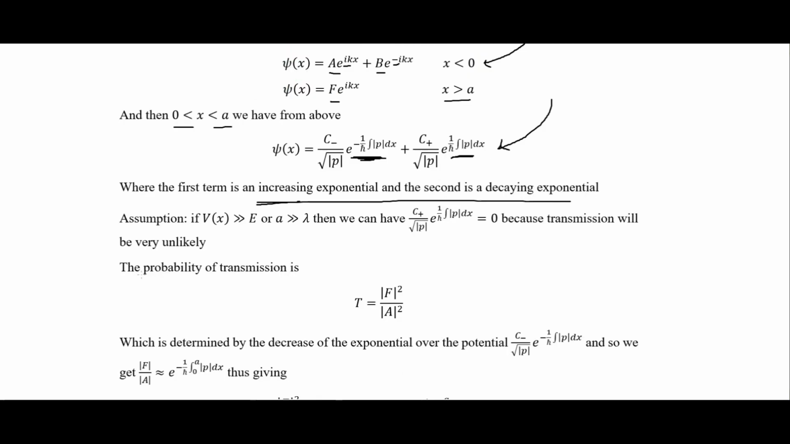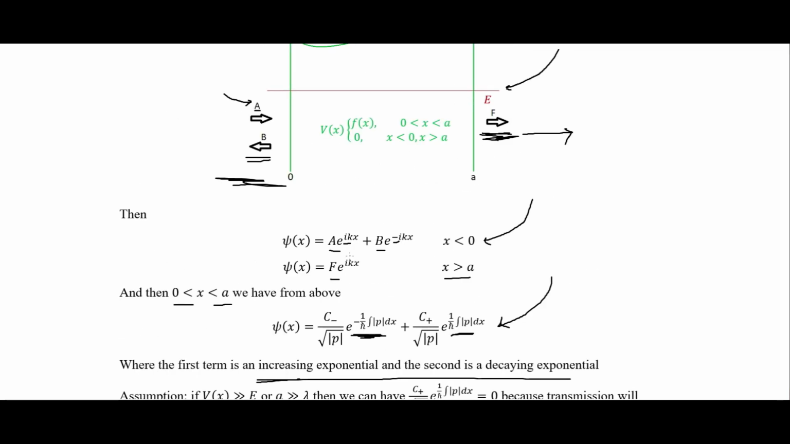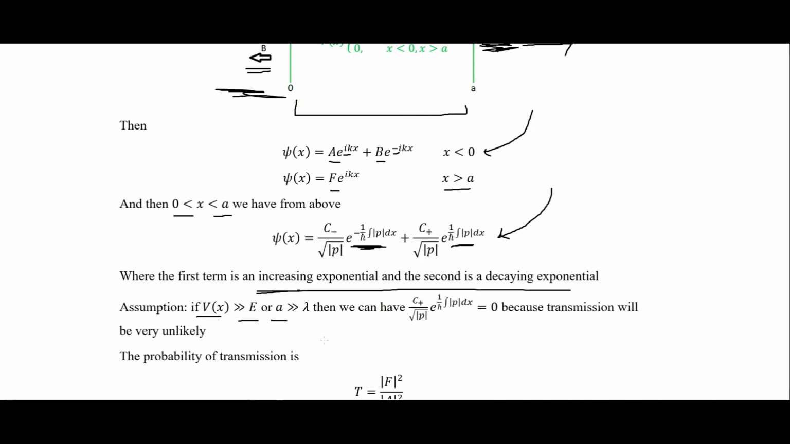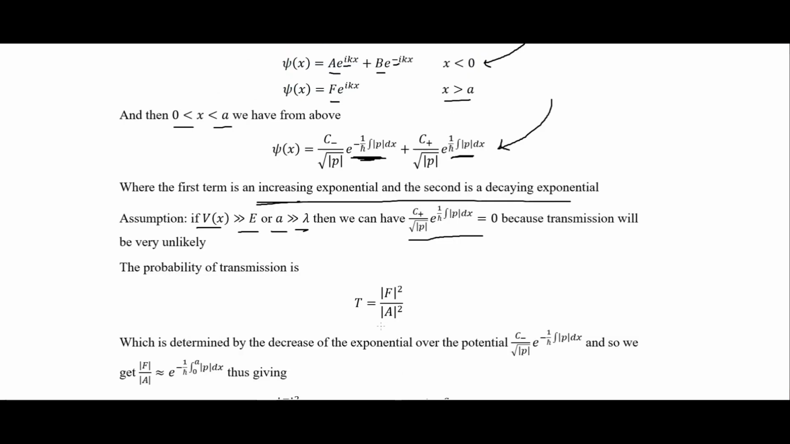So if our potential is a lot greater than the energy of our particle, or if the width of this potential is much greater than our wavelength, then the exponential growth term is equal to 0, because transmission will be very unlikely.